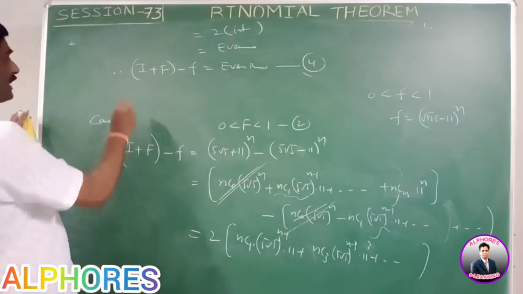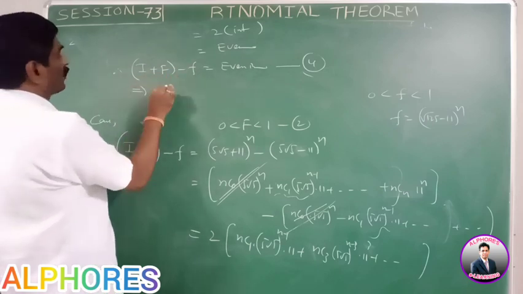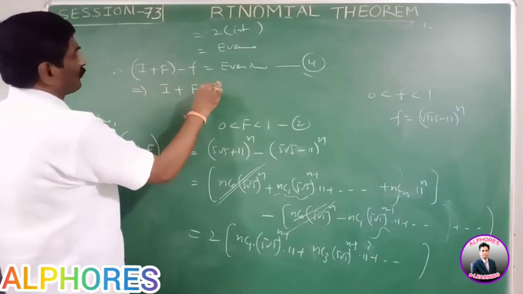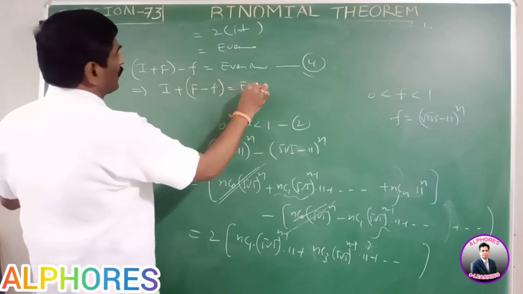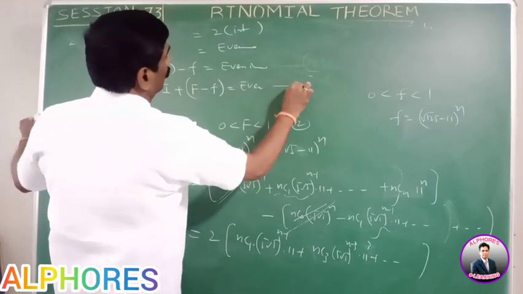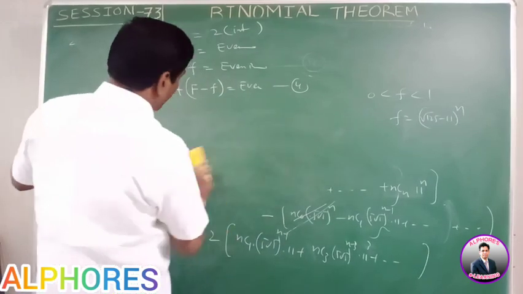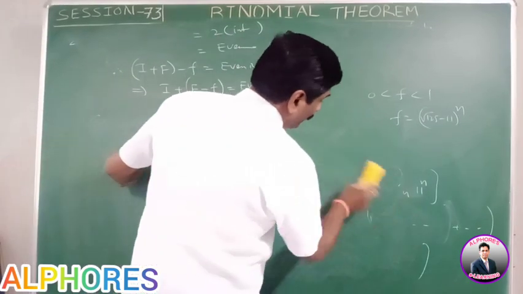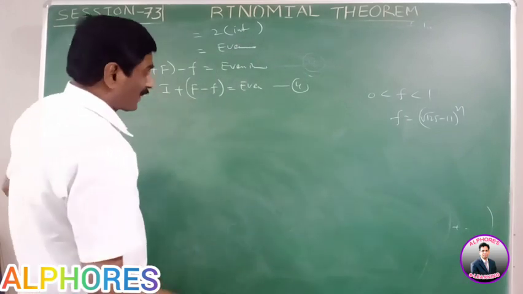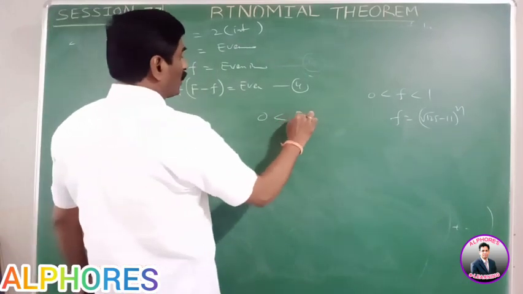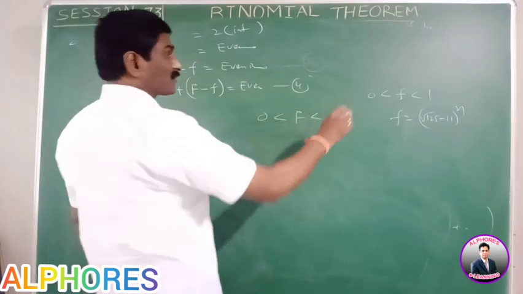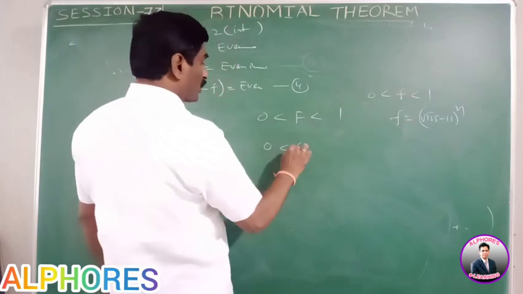That means I plus capital F minus small f is equal to even integer. It is equation 4. But already we know the value of capital F and small f. Capital F is nothing but the fractional part, that value lies between 0 and 1. Small f also lies between 0 and 1.